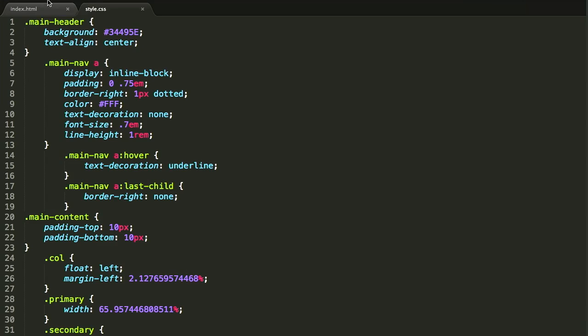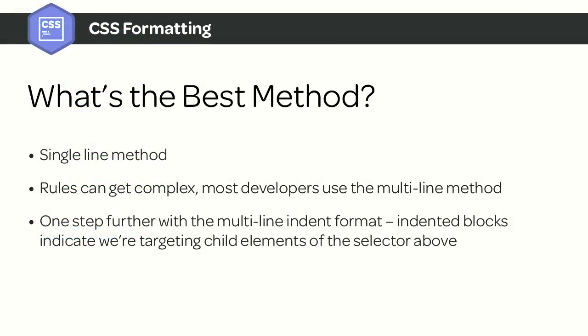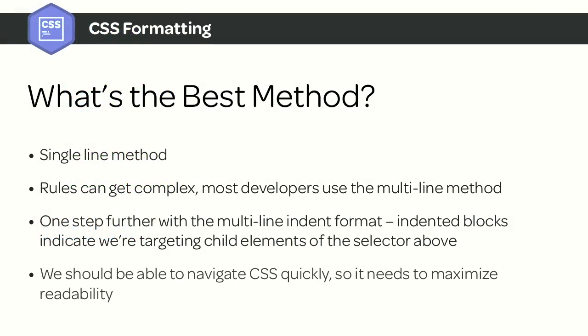So for example, here we have main nav indented beneath main header, the column rules indented beneath the main content rule, and so forth. Now we should be minifying and compressing our CSS files in production anyways, so we should use a method that allows us to navigate CSS quickly, so it'll need to maximize readability, even if it means writing each property on a separate line.